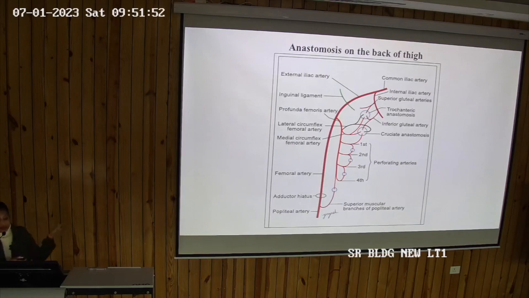Now this common iliac again will divide into external iliac and internal iliac. Internal iliac will go and supply the pelvic and perineum region, and then external iliac, below the inguinal ligament, will continue as the femoral artery for the lower limb. So the main blood supply is carried through the femoral artery.